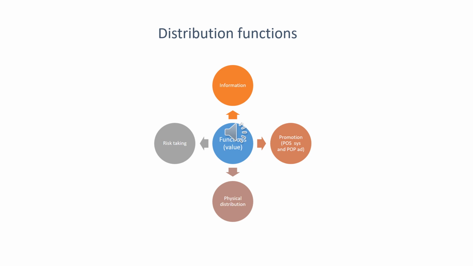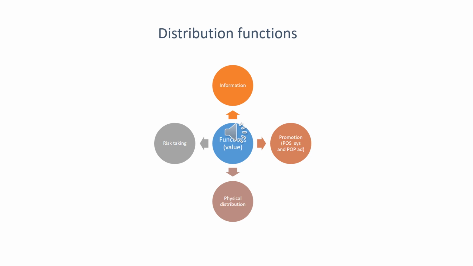And the fourth function of distribution is, of course, physical distribution. Distributors manage the logistics of transporting goods to the final consumers, because this is not the company's job. The company's job is to produce a particular kind of product, but it is not its job to ensure the physical distribution.